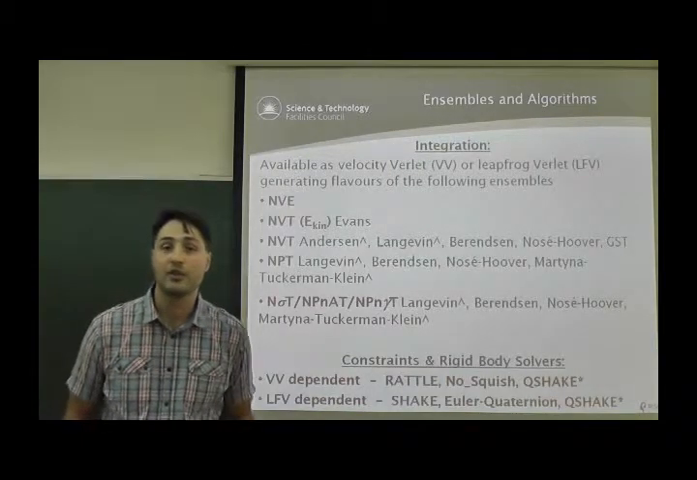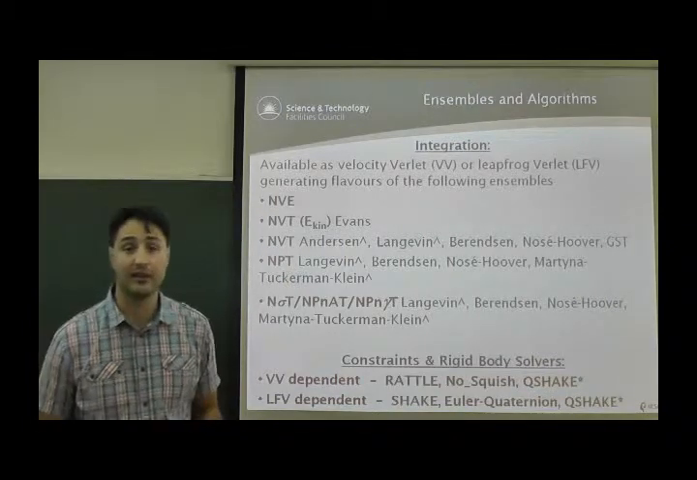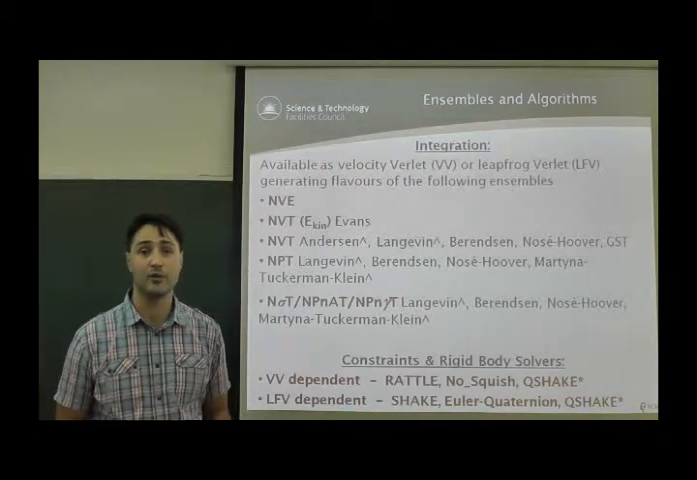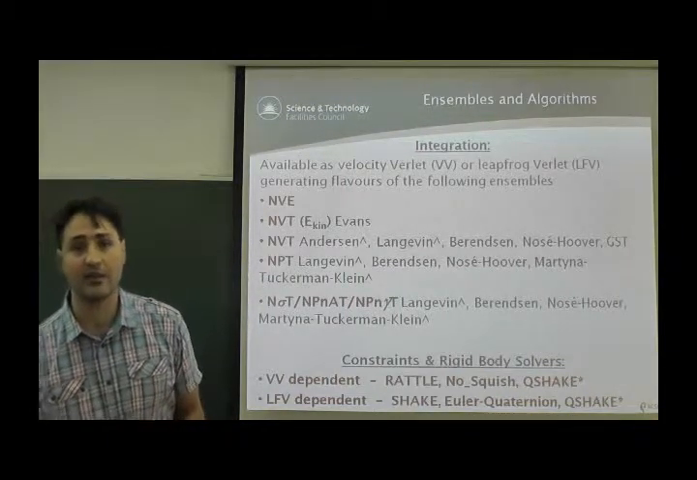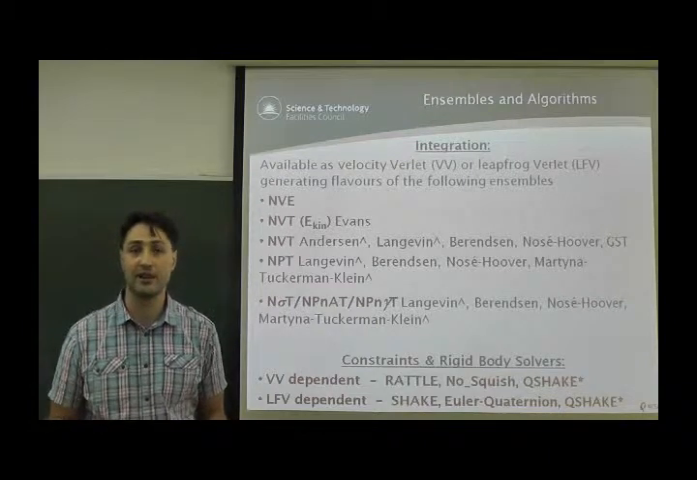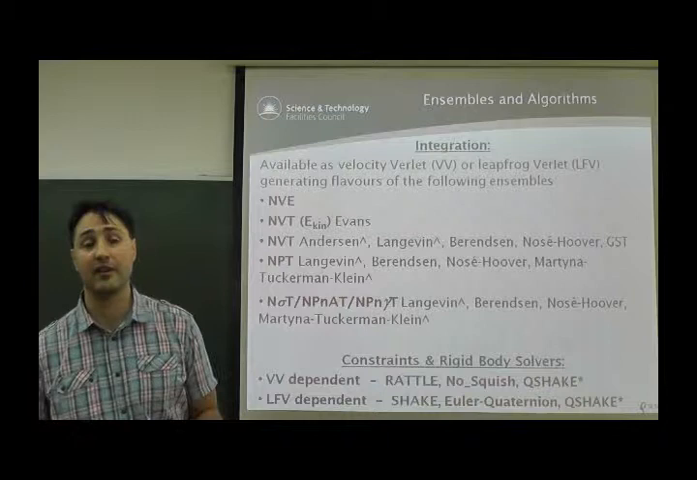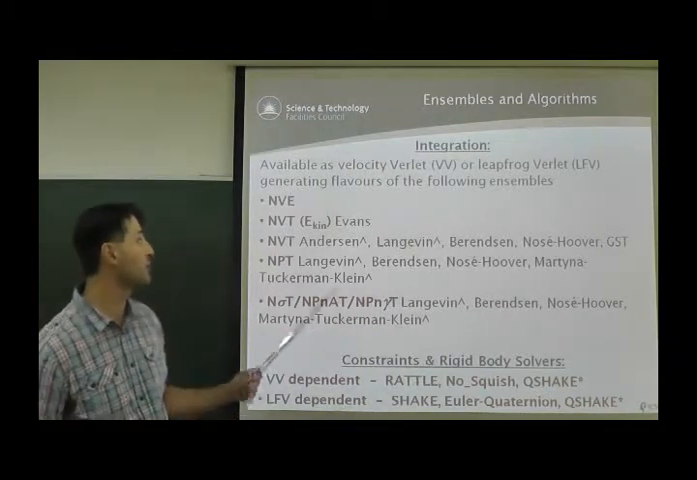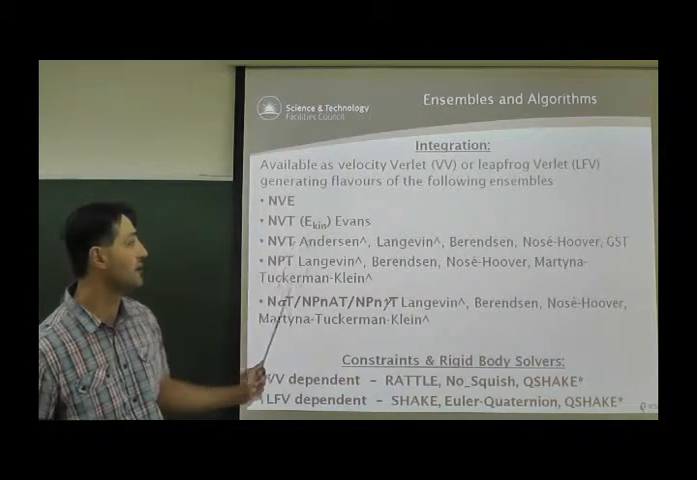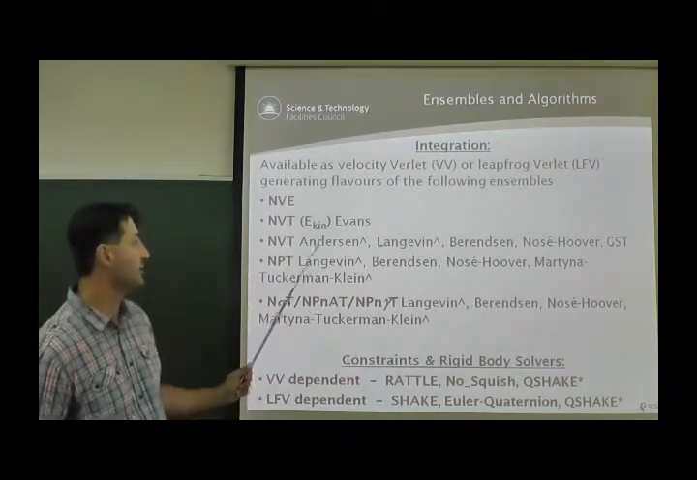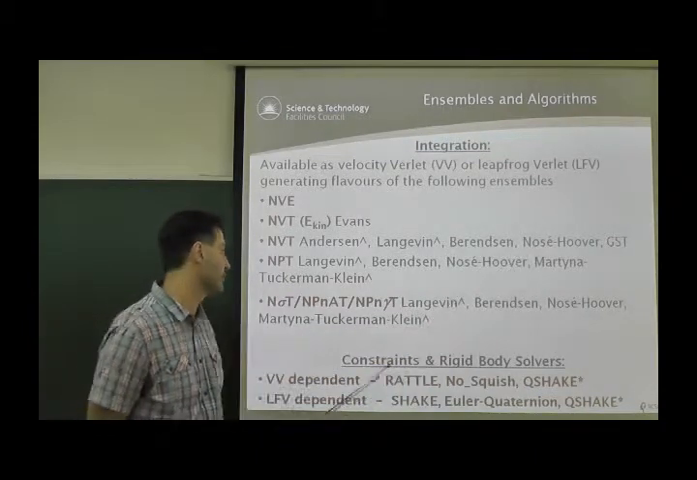In order to do the motion, we employ a number of integrators in DL Poly. So we have two types of coupling the integrations of motion. We have velocity Verlet and Leapfrog Verlet. And the user has access to the following ensembles. So we have the microcanonical here, we have the isokinetic, we have the canonical in various interpretations: Andersen, Langevin, Berendsen, Nosé-Hoover, and Gentle Stochastic thermostat.